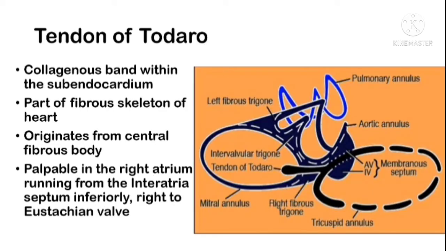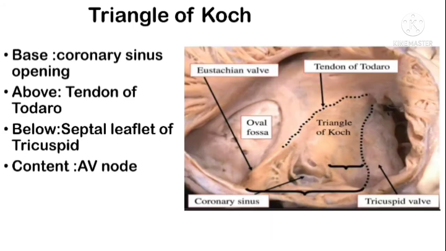Coming to the tendon of Todaro, it is a part of the fibrous skeleton of the heart, originating from the central fibrous body. It is a collagenous band within the subendocardium. It is palpable in the right atrium, running from the interatrial septum inferiorly to the eustachian valve, that is the inferior vena cava valve.